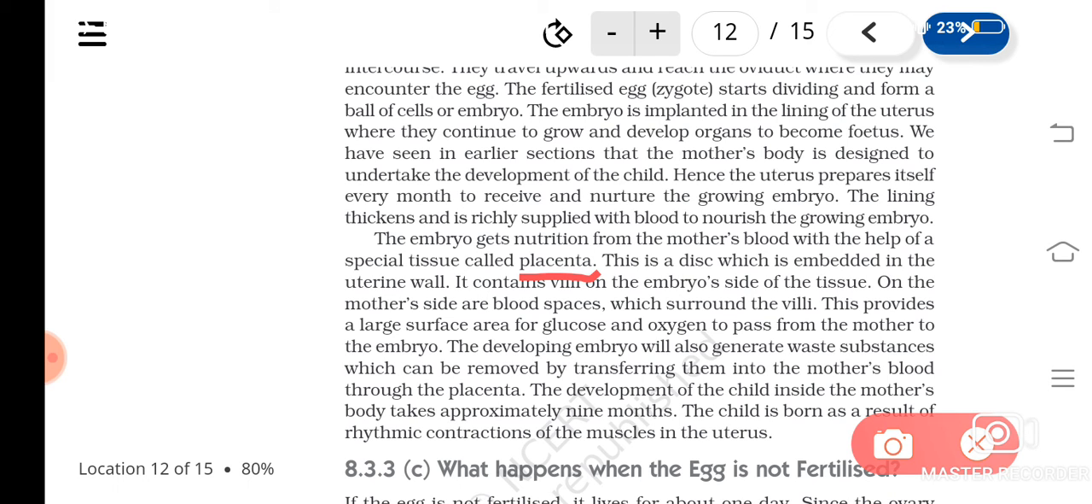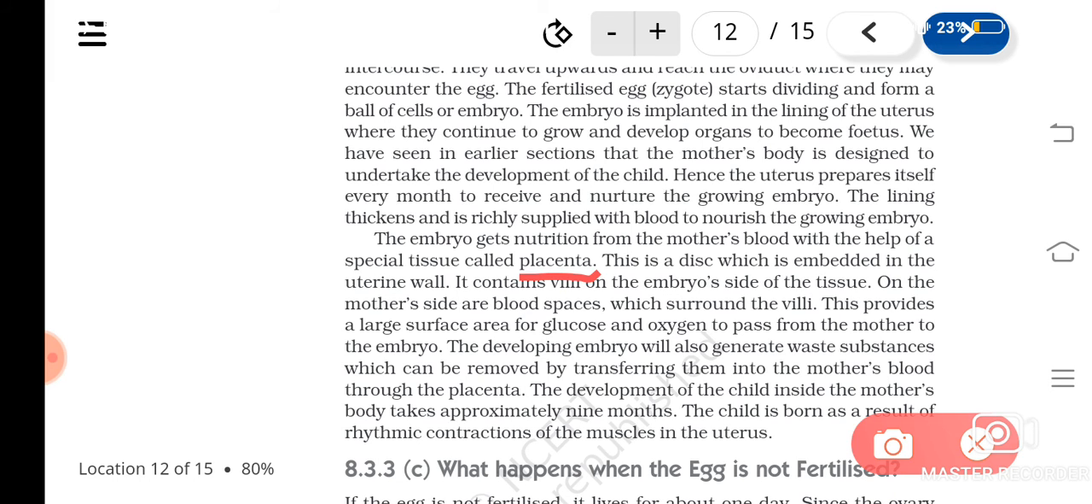Understood? And this is done through what? A tissue called placenta. Understood? And this placenta consists of, I told, what? This disc shaped structure consists of what all? The mother's part and the baby's part. Baby's part consists of what?